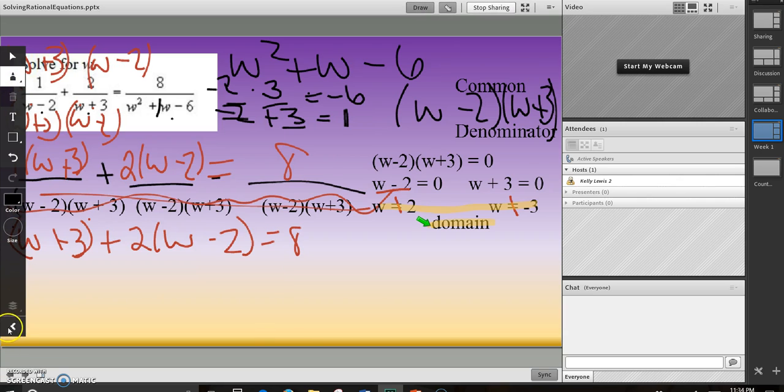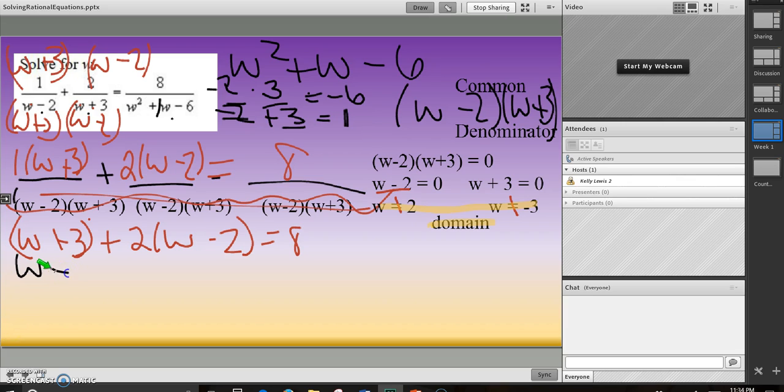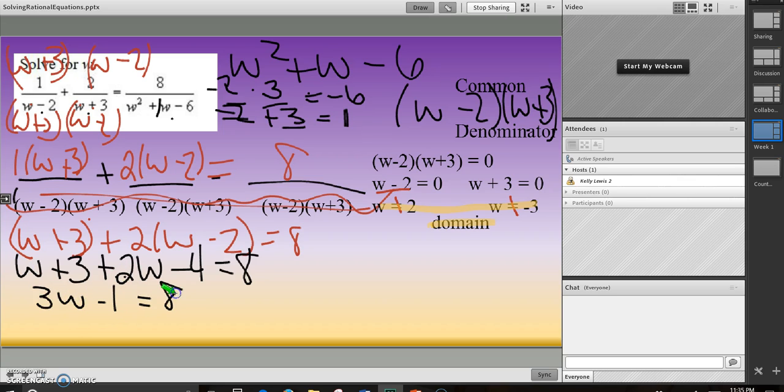All right, so then W plus 3, I'm going to distribute that 2. 2 times W is 2W. 2 times negative 2 is negative 4. I'm going to combine like terms. W plus 2W is 3W. 3 minus 4 is negative 1, and then 8.